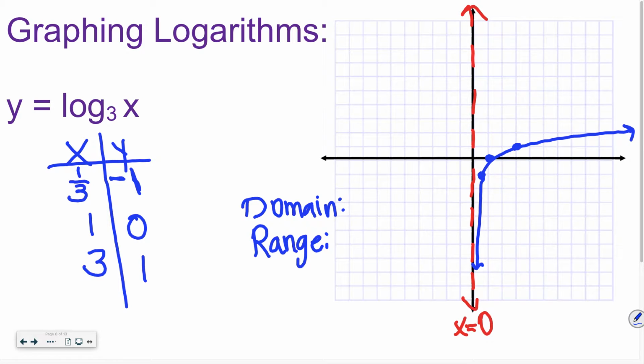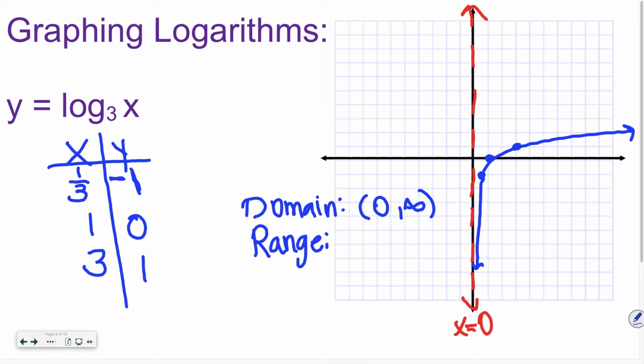Would be 0 to infinity. And what makes you choose 0 to start with? Because our asymptote. Okay, good. We have an asymptote at x equals 0, and then we have the curve after it. Okay, so 0 to infinity.